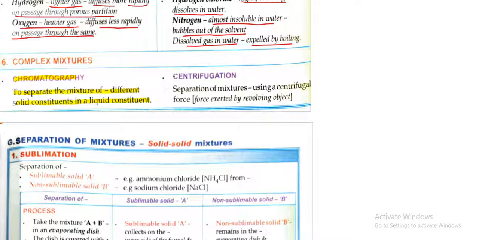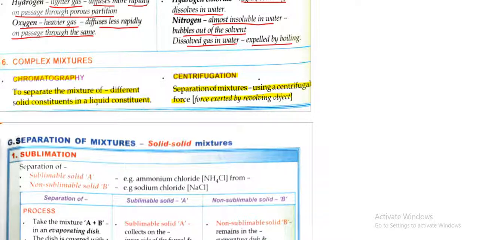Next method is centrifugation. What happens in centrifugation? Separation of a mixture using centrifugal force, the force exerted by revolving the object. So centrifugation we will read in detail afterwards.